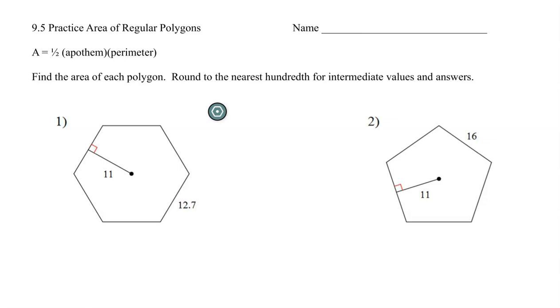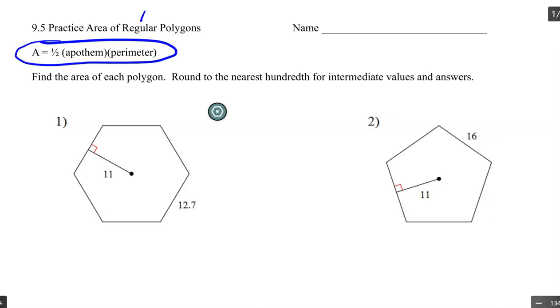All right, 9.5 practice area of polygons. This section starts off pretty easy and then gets pretty tough. We actually got to use some trig from chapter 8 as we move down towards the bottom. So the biggest thing right out of the gate is to find the area of a regular polygon.